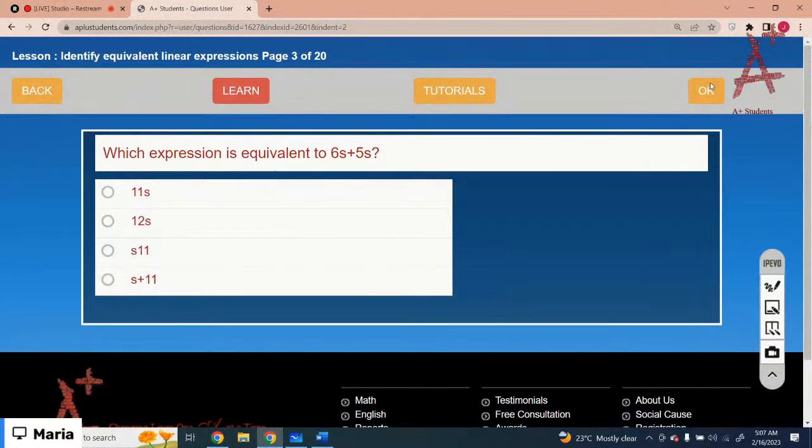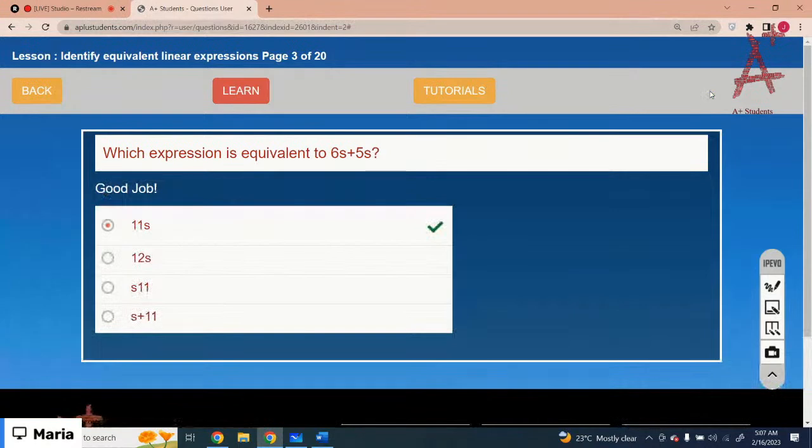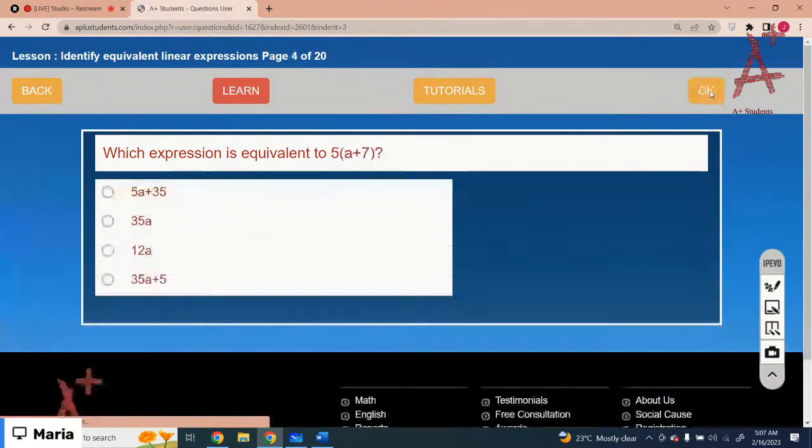Okay, the next one is 6s plus 5s. So which expression is equivalent? 6s and 5s both have the same variable. You can collect them. So 6 plus 5 is 11. So it is then 11s. So the correct option is 11s. That would be the first one. You have to add up both the numbers, 6 plus 5. 6 plus 5 is 11. So it is then 11s.